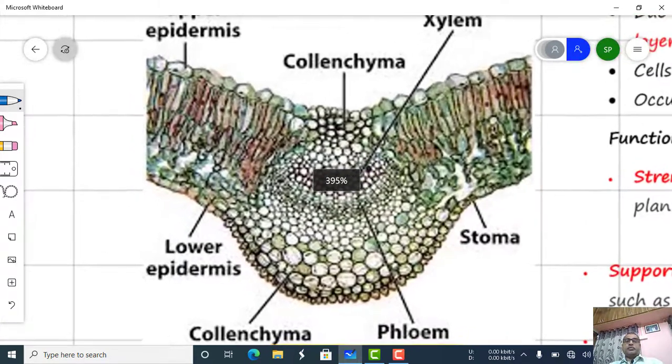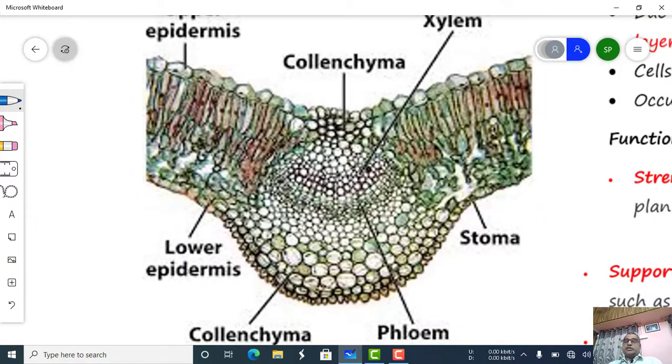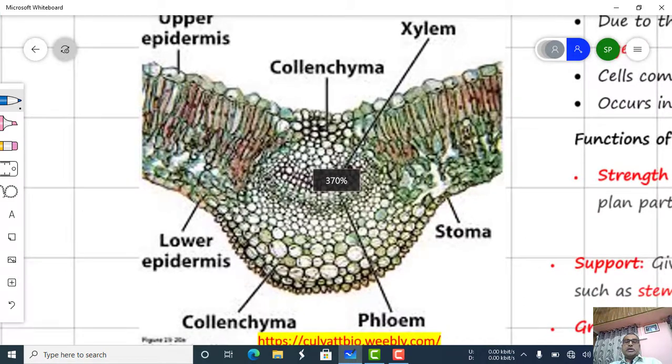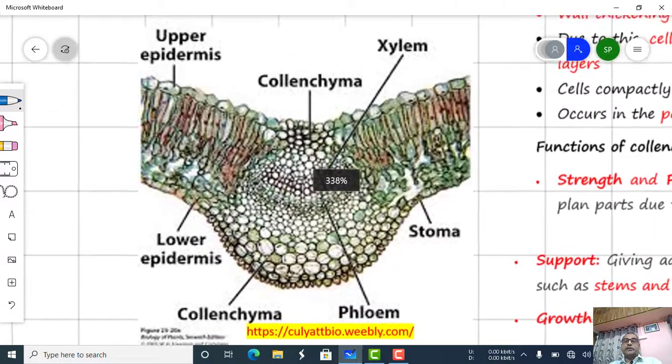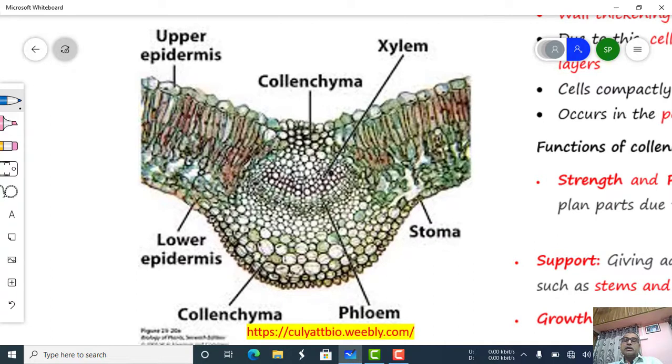Just see some more figures representing the collenchyma type of cell. This figure shows the transverse section of a dicot leaf. This is the upper epidermis, this one is the lower epidermis, with the presence of stomata. In this region, the vascular tissues are concentrated. Xylem is present in this portion, and phloem is present in this portion.